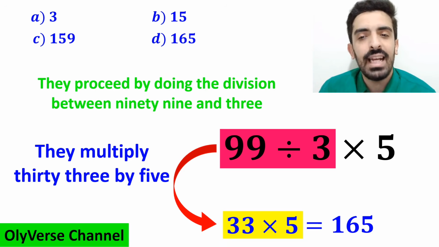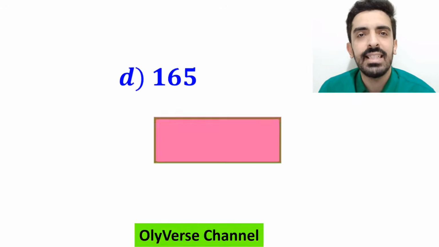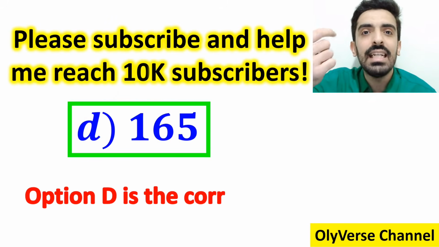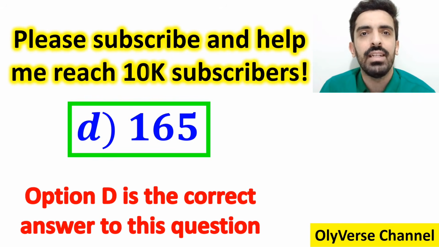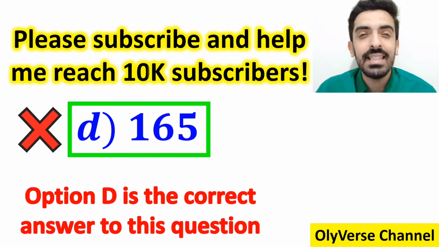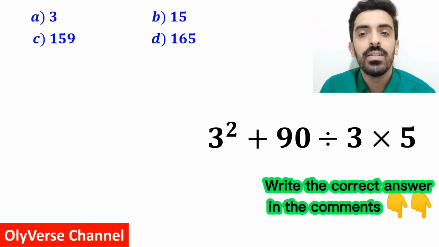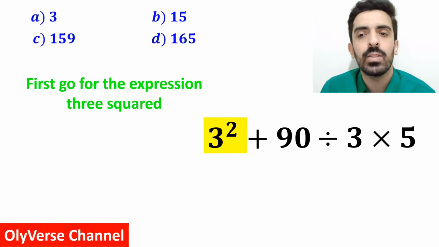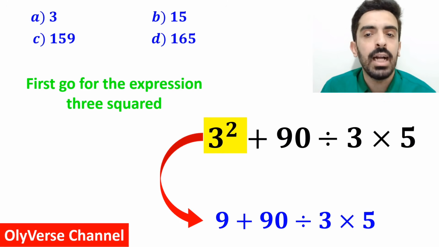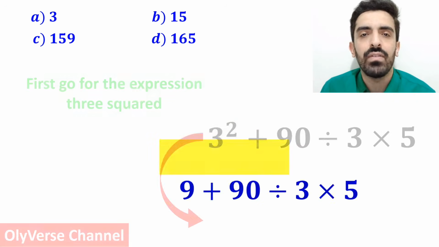Then, without any hesitation, they quickly say that option D is the correct answer to this question. However, this answer is absolutely wrong. Also, some other people when solving this question first go for the expression 3 squared and they simplify to 9 plus 90 divided by 3 multiplied by 5.